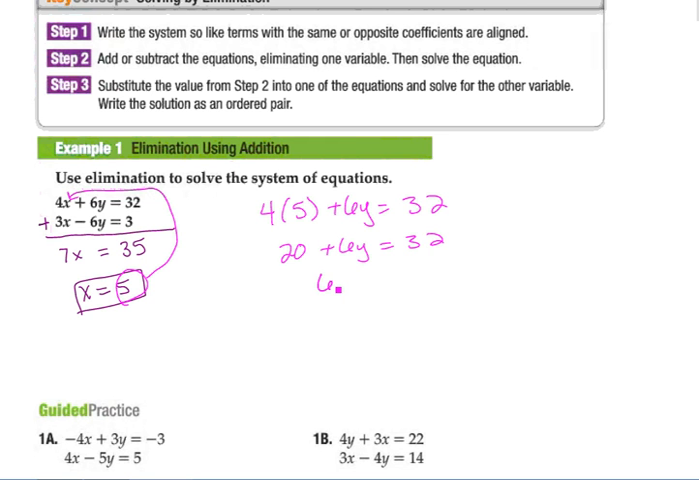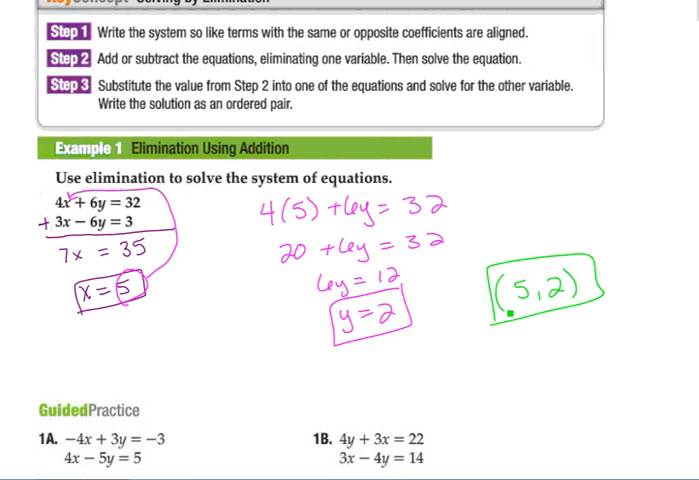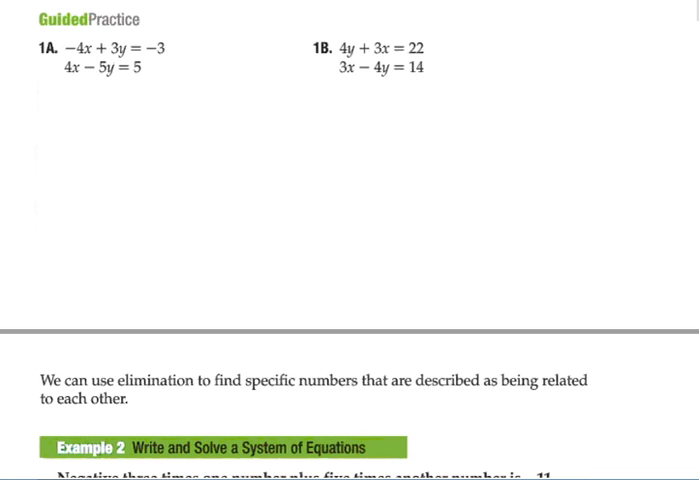Substituting, adding and subtracting, multiplying and dividing. Okay, not quite done, because the final answer then is that they share the point (5, 2). If we graphed it, that's where they would intersect. Okay, pretty straightforward and simple. All we have to do is understand we are combining those two equations together, and by combining them, we actually eliminated a variable. So with that in mind, go ahead and do guided practice 1.